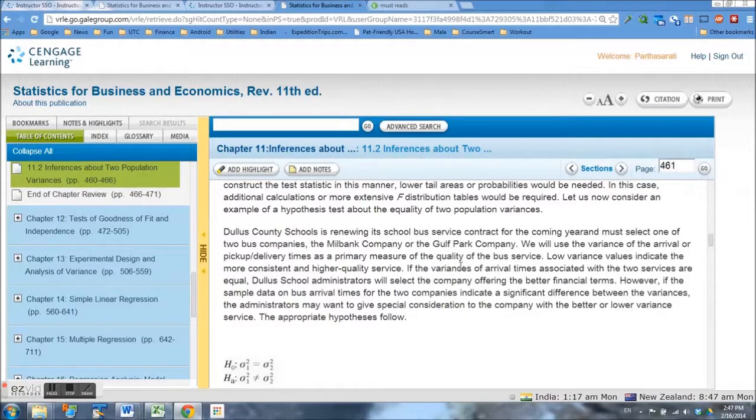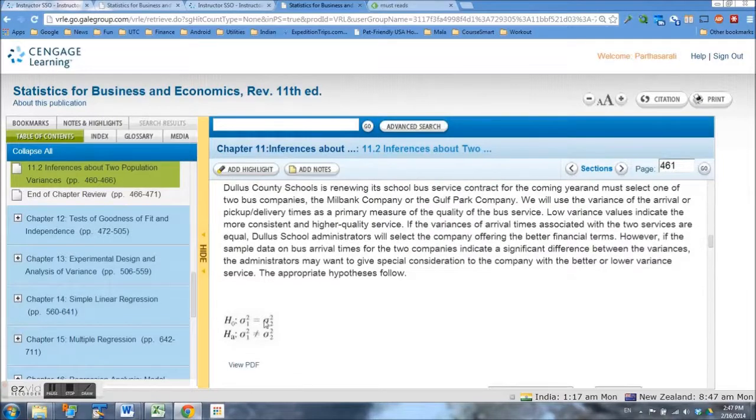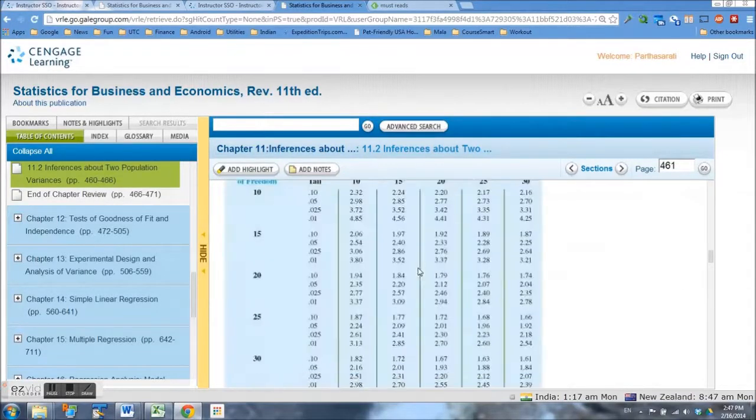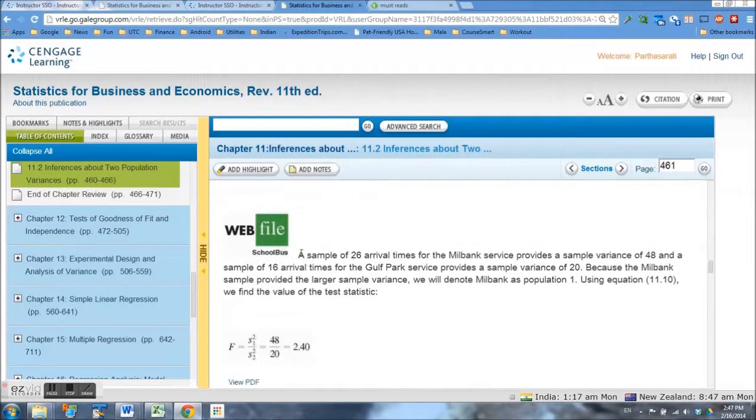The hypothesis that we want to test is whether the quality of service, that is the variance of pickup and delivery times for the two companies, are different or not. So we are testing the alternative sigma sub 1 squared not equal to sigma 2 squared, which means the quality of service is not the same for the two companies. The null hypothesis will be they are both the same, and so we take a sample.